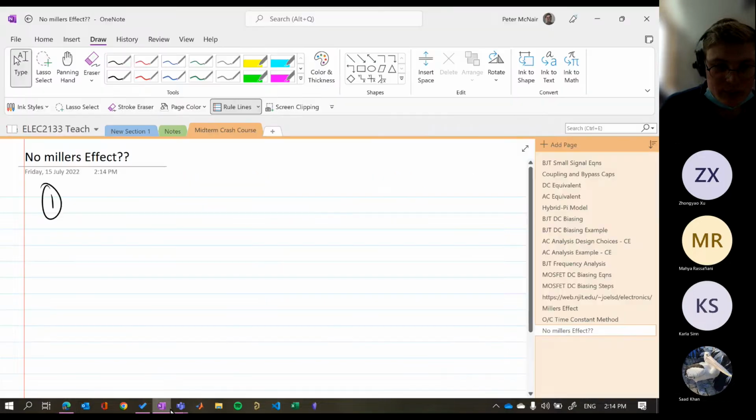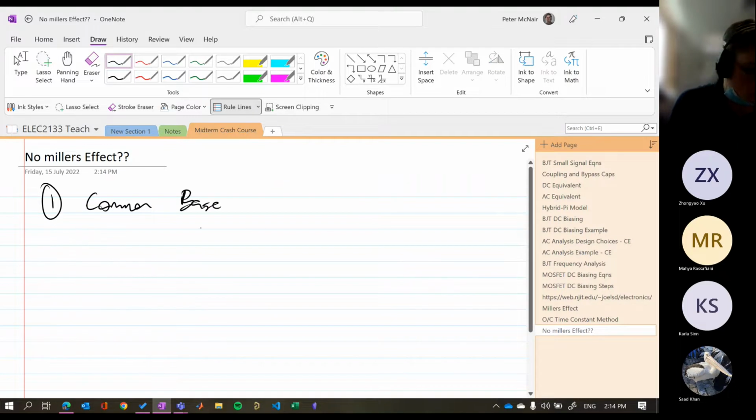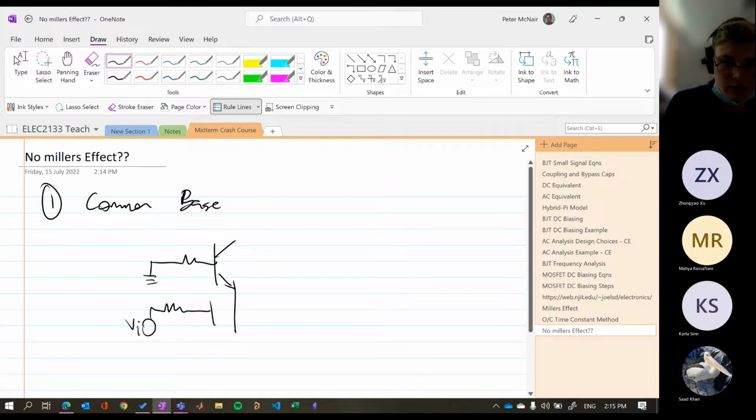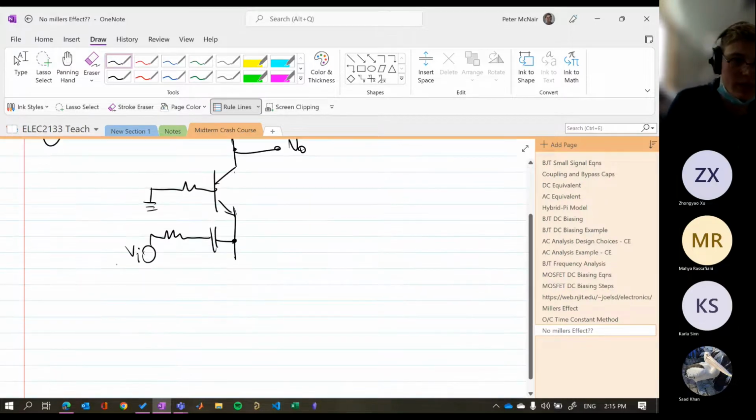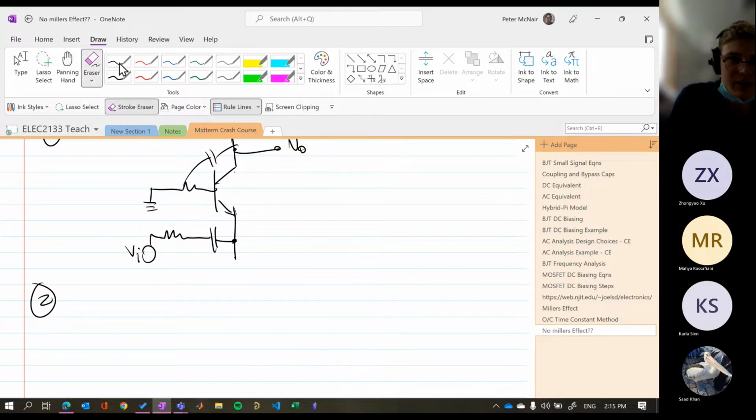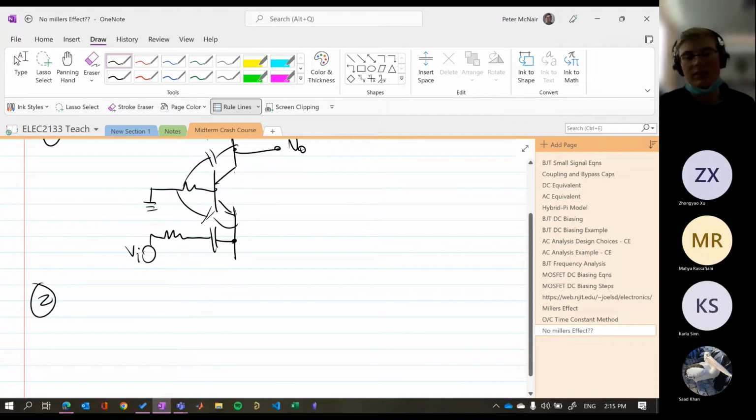If we use something called common base, we're essentially applying just ground to our base. And then we apply our input signal, the in, to the emitter. And then output from the collector. That's one method. And the reason is because there's no capacitance between here and here, right? That's not a thing. The only capacitances lie between base and emitter and base and collector.